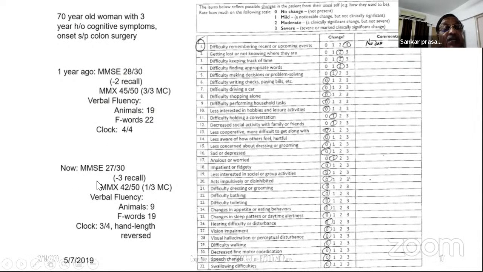Now after 1 year, the MMSE is not showing much difference. It is 27 by 30, with minus 3 on recall, and the other screening score also is not showing change. But look at the animals, they have gone down, and F words are still doing better. Clock also has slight deterioration. That means the animal fluency, the category fluency, is very, very important.